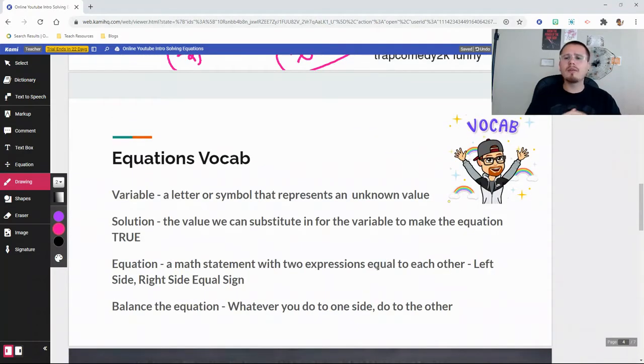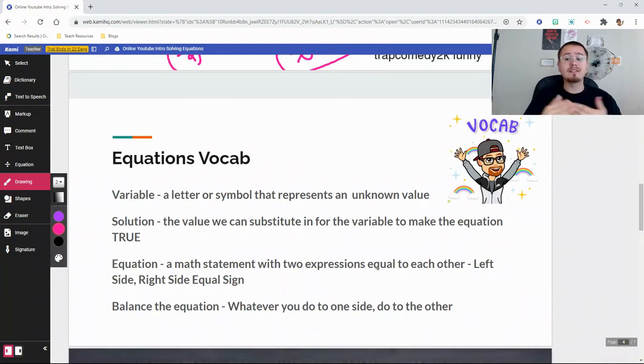So here's some vocab that you should definitely know. We have variables. It's just a letter or symbol that represents something we don't know yet, an unknown value. The solution is what we're trying to figure out, what makes the equation true. An equation, left side, right side, equal sign. It's a math statement with two expressions equal to each other. And this idea of balancing the equation.